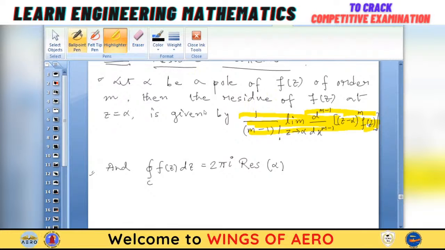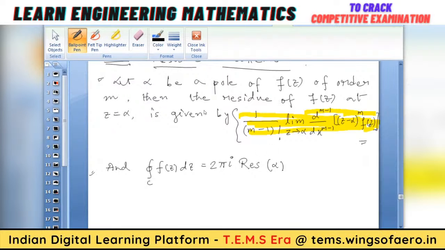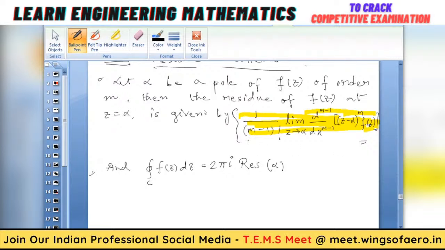Okay, write down this theorem. You will need this one, and this m is the order. Okay, this m is the order of the pole.